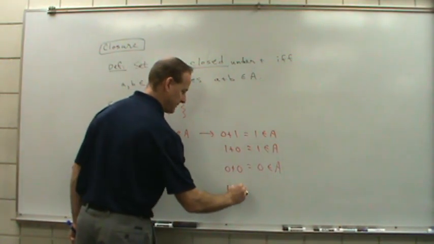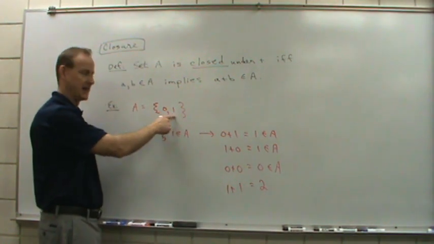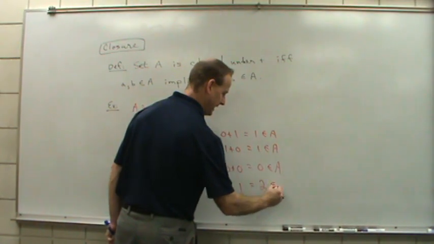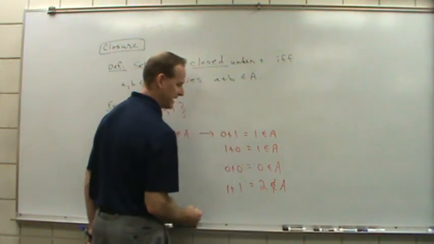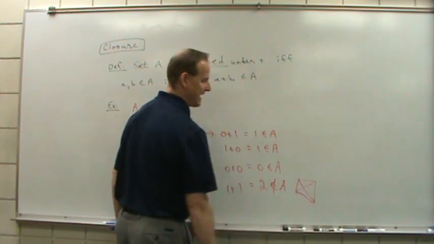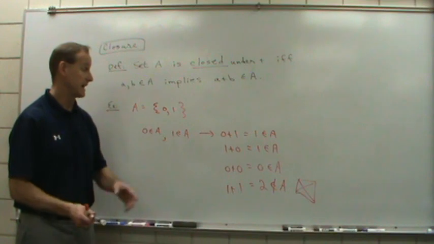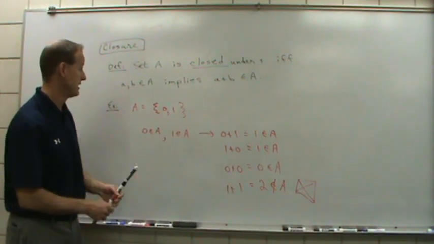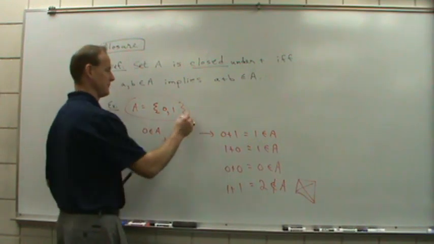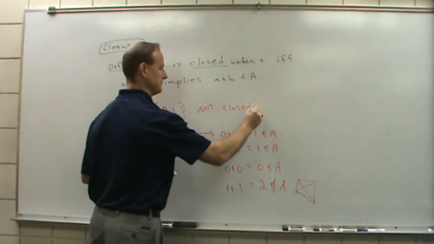However, what happens if I take 1 plus 1? Well, that equals 2. So I could take an element of A plus another element of A, but it ends up being 2, which is not an element of A. So this is a contradiction. That's a box with an X, which means it is going to contradict closure. So what we can say about the set A containing the elements 0 and 1 is that this is not closed under addition.